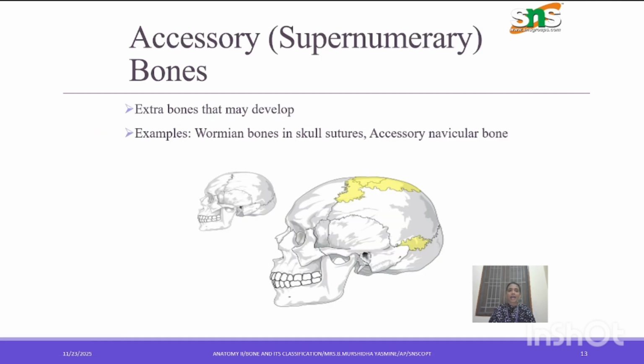The next is the accessory bone, which is a supernumerary bone. This is an extra bone that may develop in some persons. For example, Wormian bone in the skull sutures and accessory navicular bone. This Wormian bone in the skull sutures differs from the normal skull sutures. This picture shows the clear Wormian bone which may develop in some individuals as an extra bone.